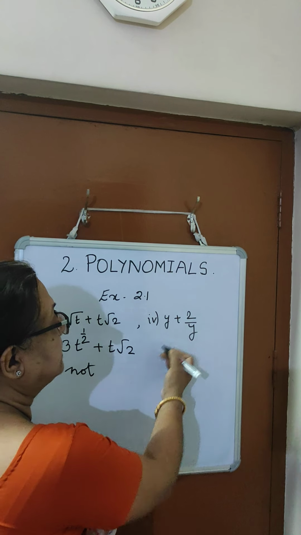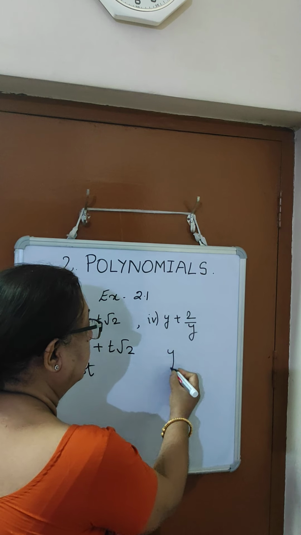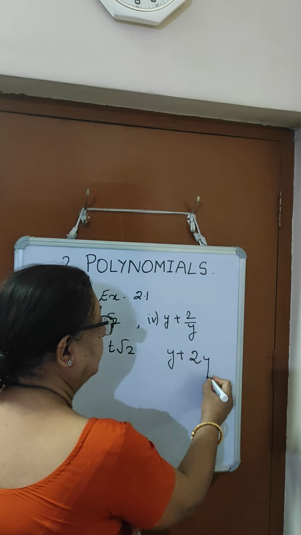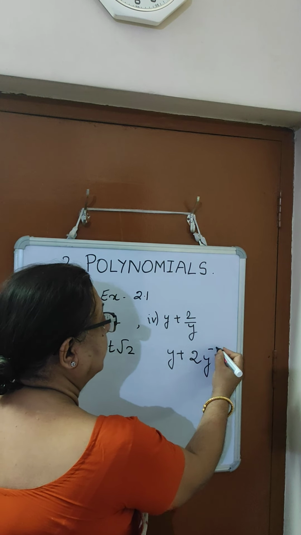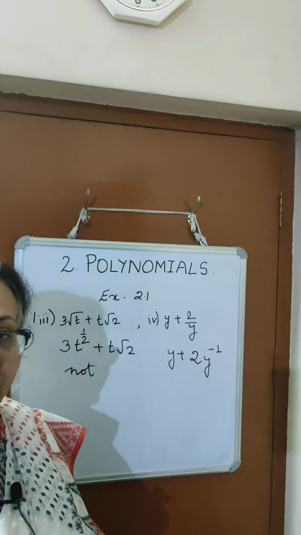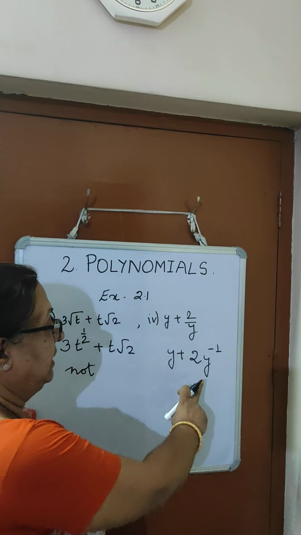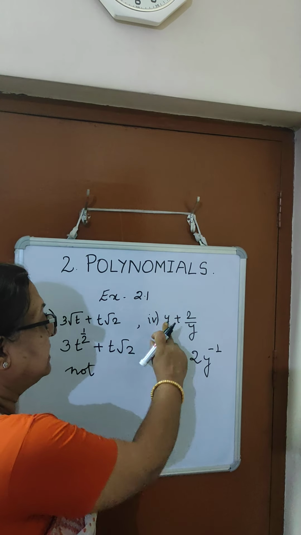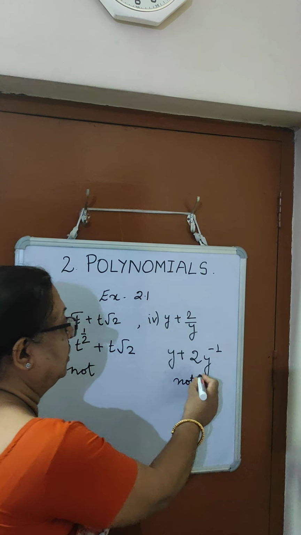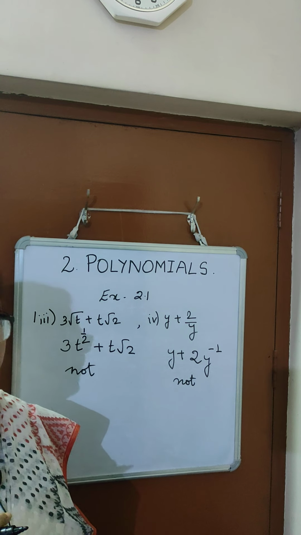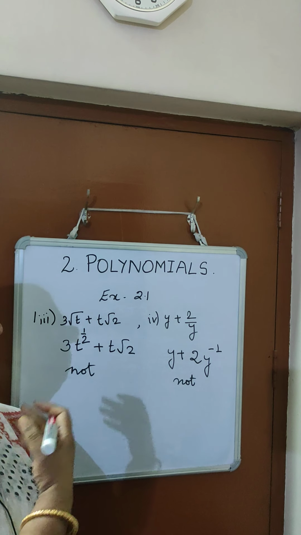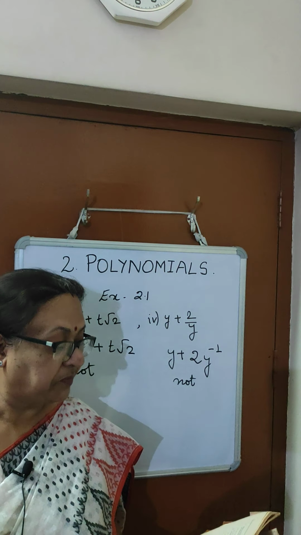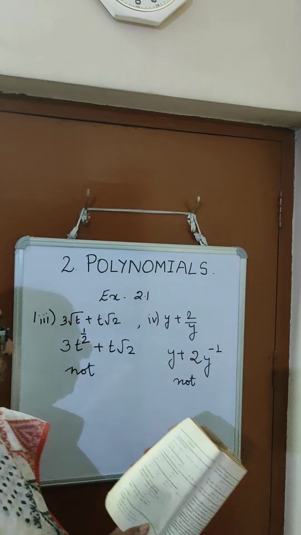Let's see another one. Suppose this one. Is it a polynomial? Let's check it. y plus 2 by y. We take this y here to the numerator. What will happen? Power becomes minus 1. So, now what do you see? Is the power a whole number? No. Therefore, again this expression is also not a polynomial. Understood children? So, when is an algebraic expression a polynomial or not a polynomial? Next, see question number 2. Write the coefficients.